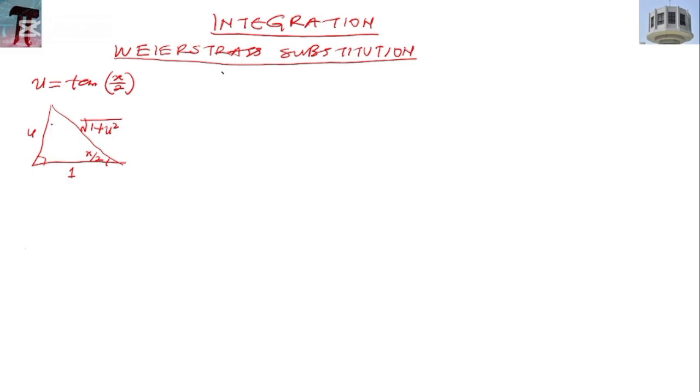This enables us to obtain the definitions for sine(x/2) and cos(x/2) as well. So sine(x/2) will be opposite, which is u, divided by the hypotenuse, which is the square root of 1 plus u squared. And cos(x/2) will be adjacent, which is 1, over the hypotenuse, that is the square root of 1 plus u squared. But our interest is to get expressions for sine x, cos x, tan x, not sine(x/2) and cos(x/2). So we can make use of a trigonometric identity.